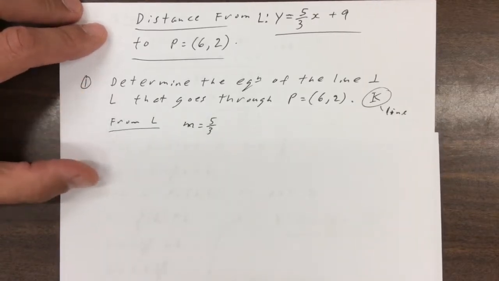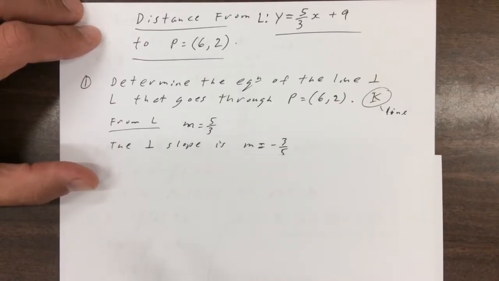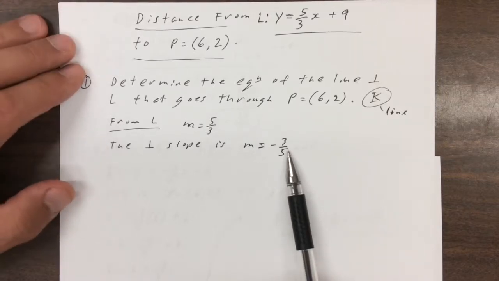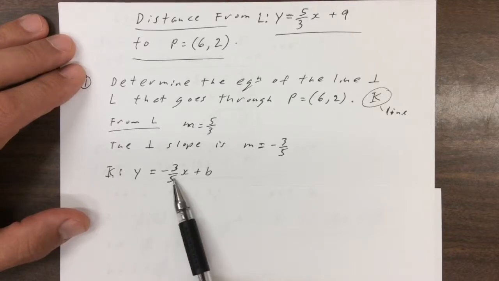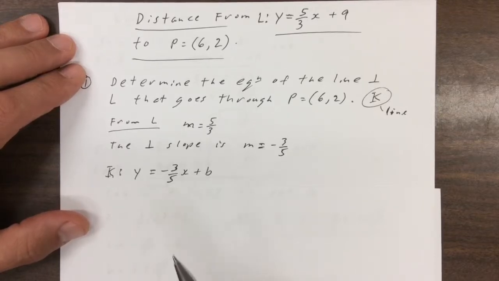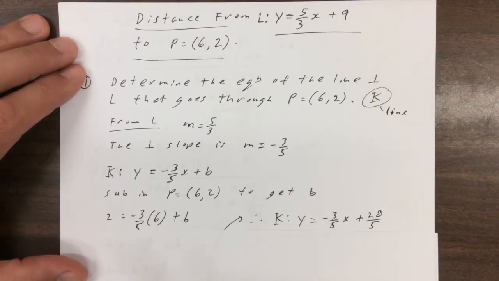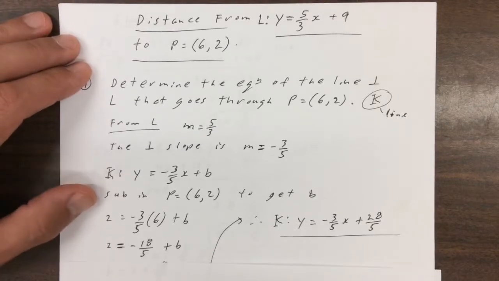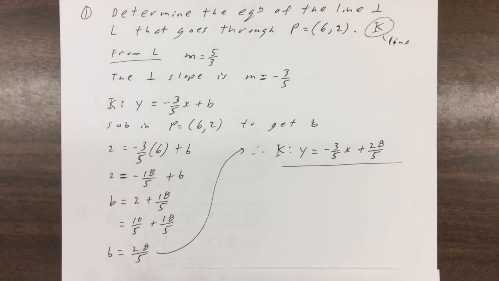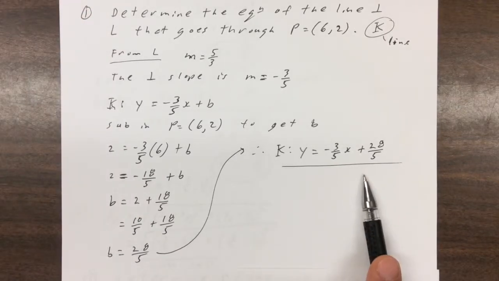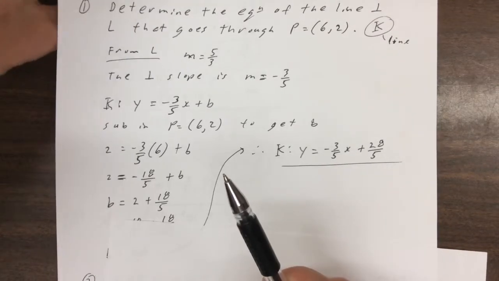Here is the solution. So the slope of line L is 5/3, which means the slope of the perpendicular line is -3/5, the negative reciprocal. Okay, so the equation of line K is going to be y equals -3/5 x plus b. We're going to sub in the point (6, 2) to find b, and it's not as nice as the last one. We end up getting b to be 28/5. So this is the equation we get for line K, the line that is perpendicular to the given line.